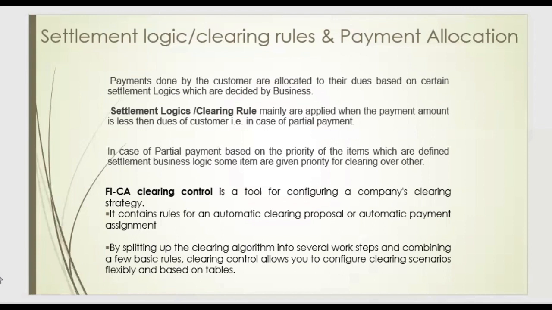Let's say there are two items, item A and item B. Item A has an open item of 10 rupees and item B has an open item of 20 rupees, and somebody paid 15 rupees. Then we understand the priority of item A is high, so 10 rupees need to be cleared. Next is B, where 5 rupees from 20 need to be cleared.